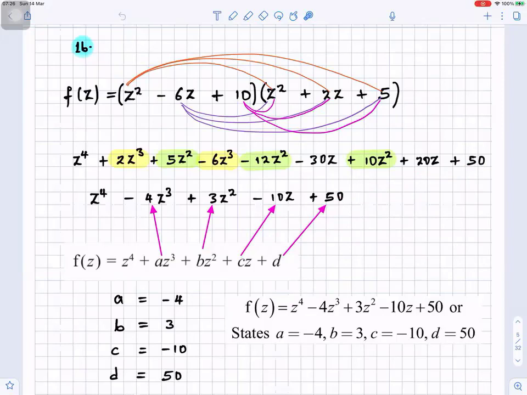Now we want to compare it with the expression we had in the beginning. What is A? It's that 4 there, minus 4. So if you compare it, follow the pink arrow. A is minus 4. B is that which is 3. C is the number in front of z, which is minus 10. And D is 50. So you state your answers. A is minus 4. B is 3. C is minus 10. D is 50.